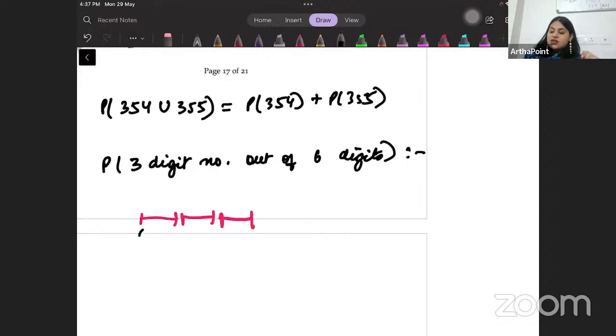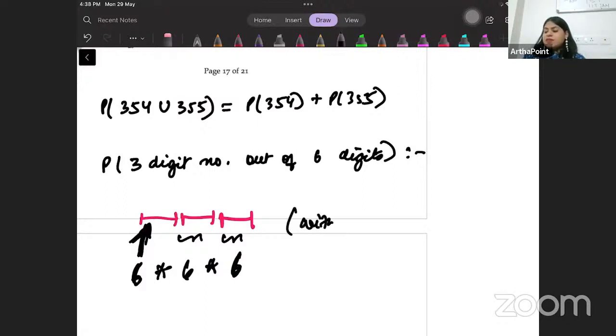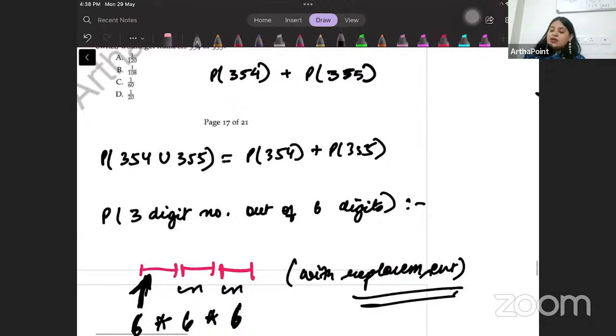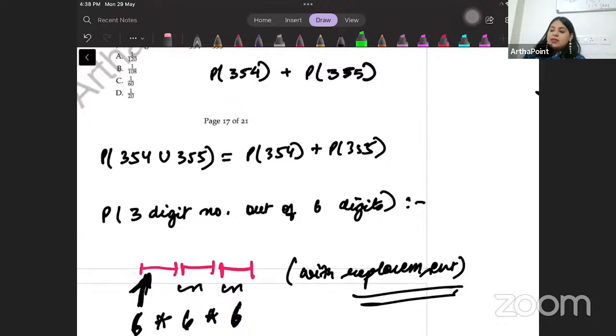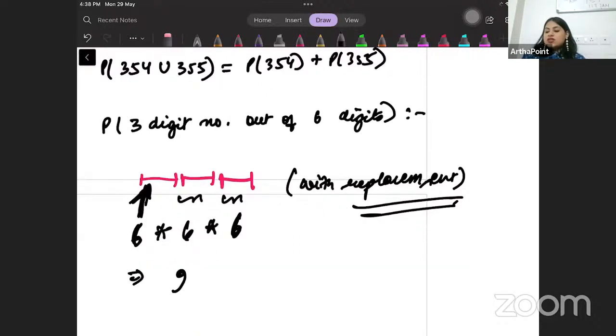So the first digit that I pick up can be any of the 6. Second digit can also be any of the 6. Third digit can also be any of the 6. Are you getting it? So it can be any of the 6 digits. It is with the replacement. That is why I can't use combination here. So how many numbers can be formulated, beta? 216 numbers.